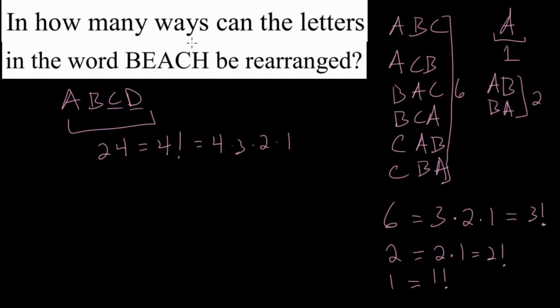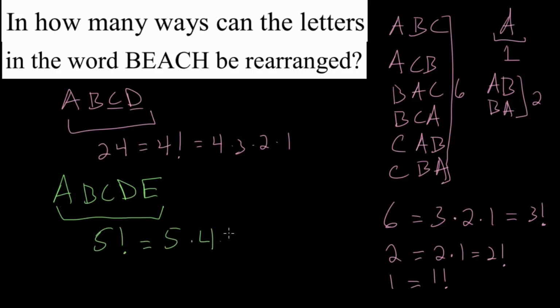And since we don't have any duplicate letters, we don't have to worry about any complications there. But when you have 5 unique letters and you want to see how many ways you can rearrange them, it would be 5 factorial, or 5 times 4 times 3 times 2 times 1. And this is 120. So this will be our final answer. The word beach can be arranged 120 ways.